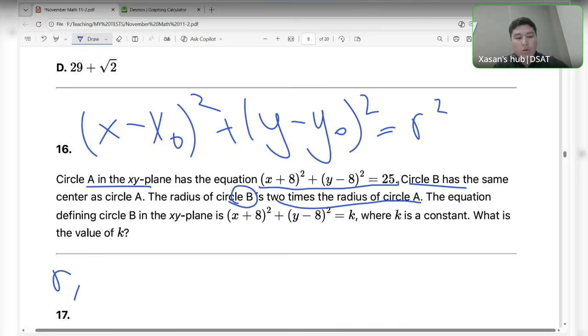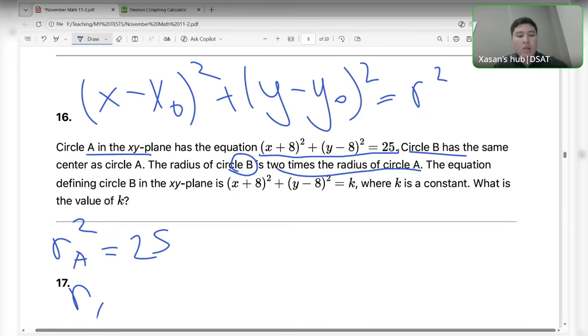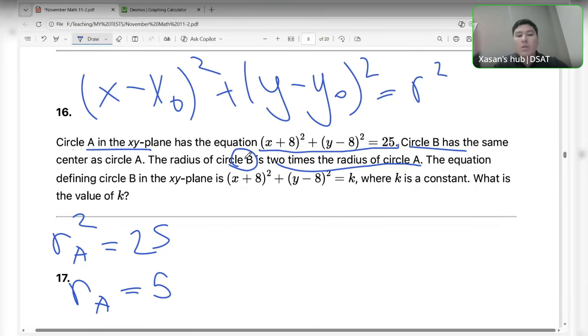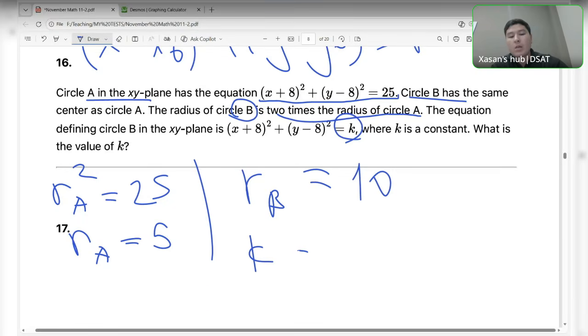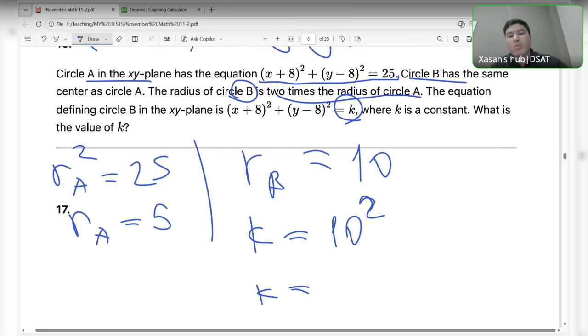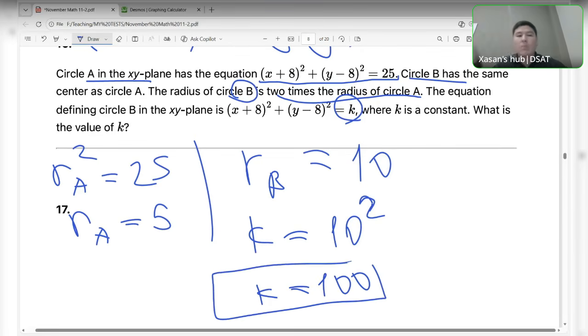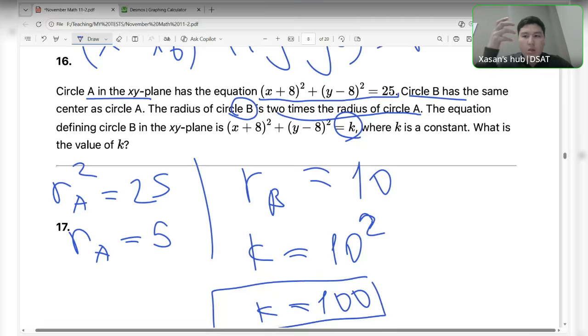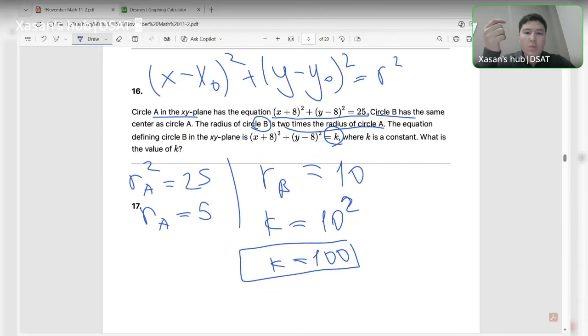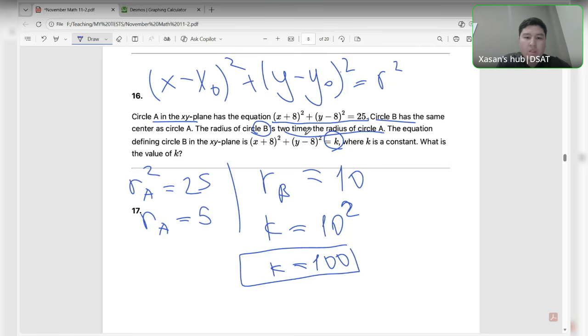Now the radius squared of circle A equals 25, so the radius of A equals 5. The question says circle B's radius is twice that, so the radius of circle B equals 10, and this k equals 10 squared, which is the radius squared, so the answer is 100. Guys, for most geometry questions we cannot just use decimals, you have to know the concept. I'm using the circle equation and doing everything one by one.